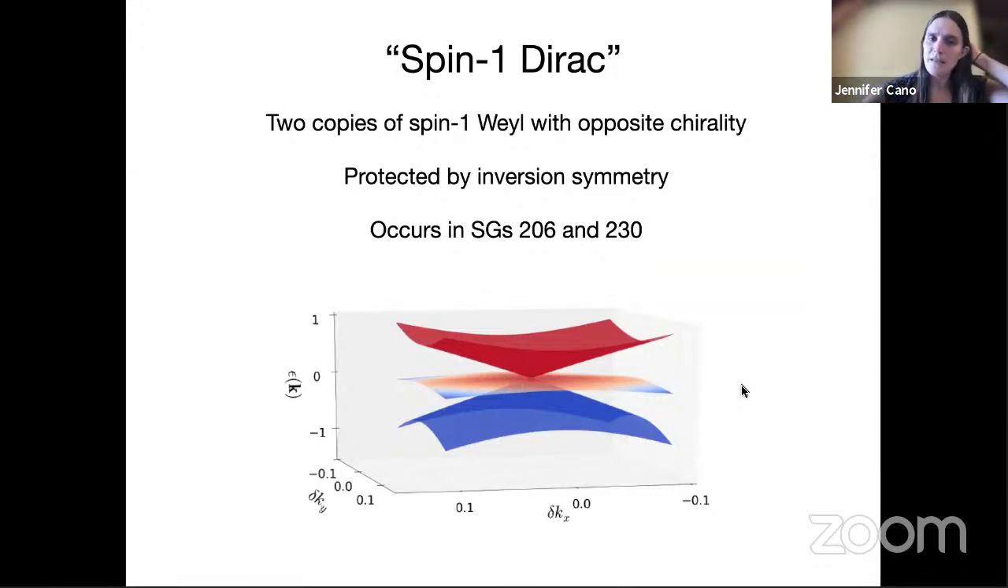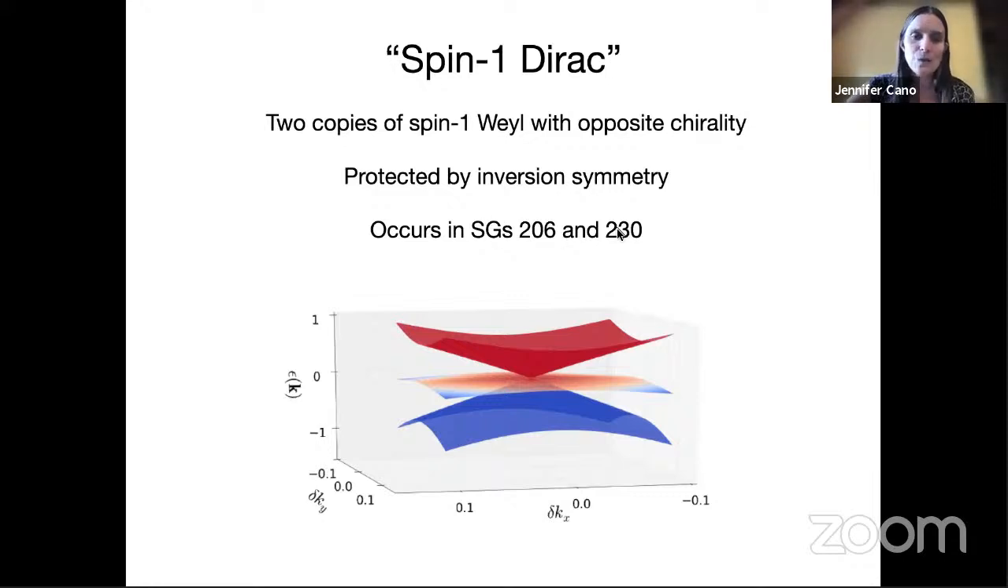The last thing that I want to mention is a different type of multifold fermion, which is like a spin one Dirac. So maybe I'll just take the questions at the end. Earlier, we were talking about how we can think of a Dirac fermion as two copies of Weyl fermions with opposite charge. This spin one Dirac, we can think of as two copies of a spin one Weyl with opposite charge, and they're protected in the same way by inversion symmetry. So again, a combination of time reversal and inversion can give you these degeneracies which have no net chirality, but with a field, you could split them and see that they actually consist of two chiral features.